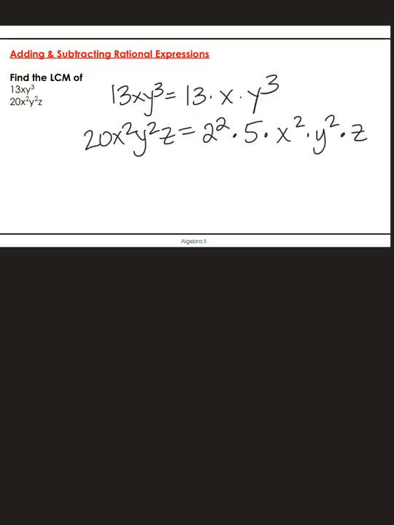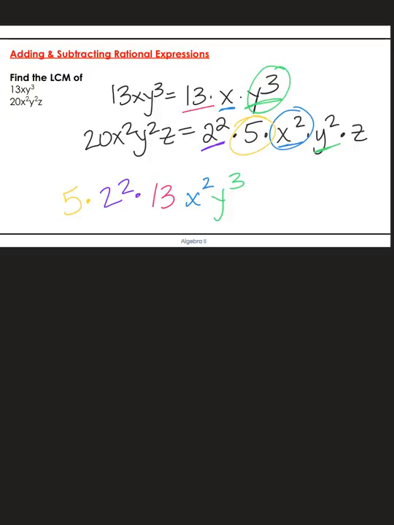So I have a 13, so I need that 13. I have an x and an x squared, so I need that x squared. Then I have a y cubed and a y squared, so I need that y cubed. Let's go down to the one on the bottom. I have a 2 squared, so I need that 2 squared. Then I have a 5, so I need that 5. And then I have a z, so I need this z.